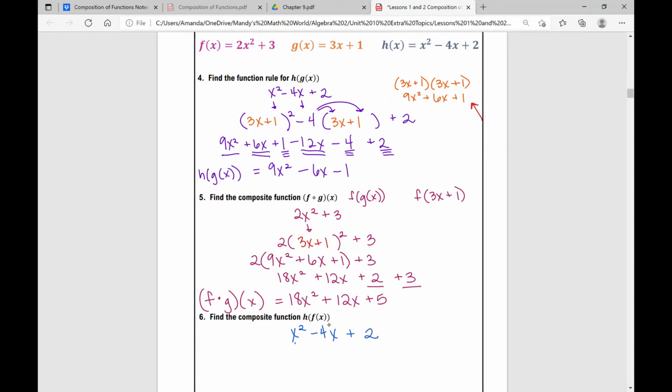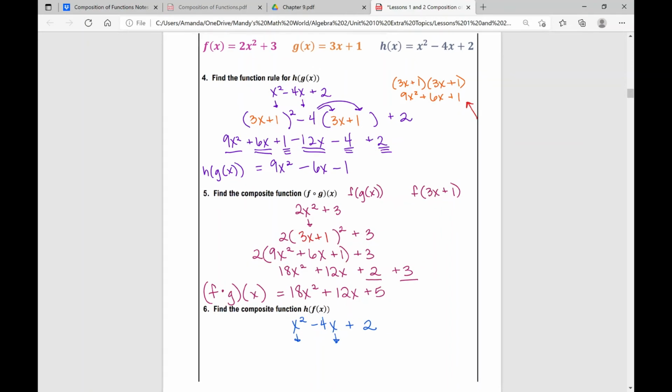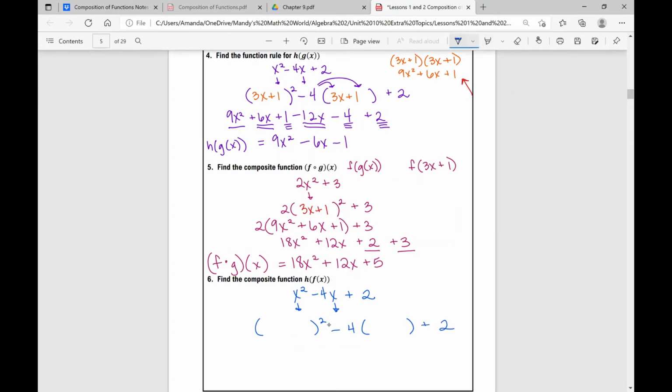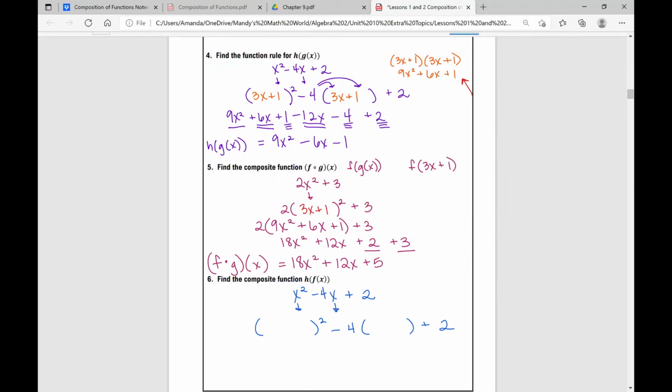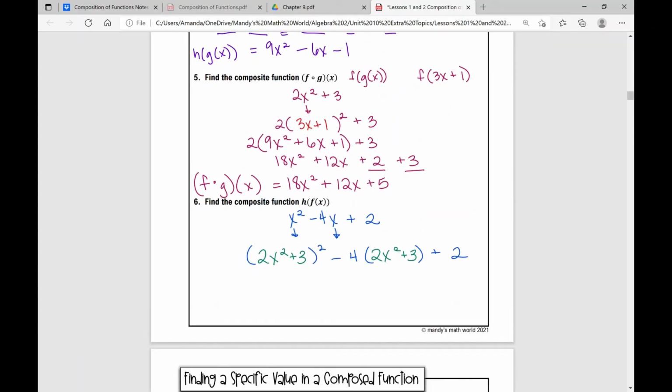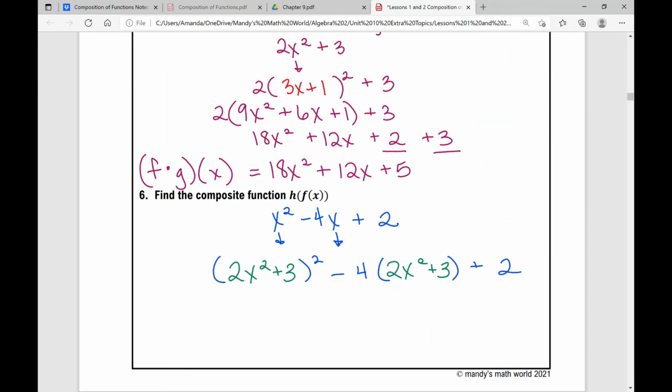And then I'm going to replace those x's, the variable, with parentheses. So x squared minus 4 times x plus 2. And then inside those parentheses, I'm going to put the inside function, which is f of x, which is 2x squared plus 3. Okay, so now I'm going to zoom in, and let's do this.